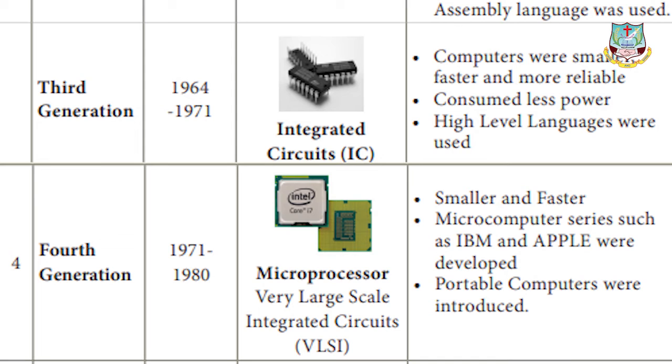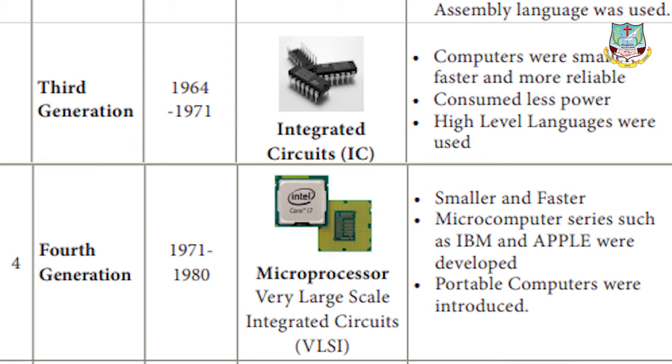Here the merits and demerits are, it was a little smaller than the first, second and third generation computers, and it was faster also. Microcomputer series like IBM, Apple were developed in this fourth generation only, that is 1971 to 1980. Portable computers were also invented in this fourth generation, 1971 to 1980 only. The portable computers were first involved.